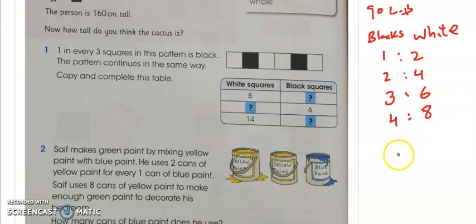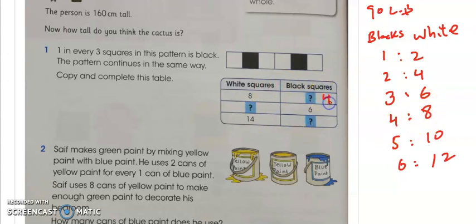In the same way, I can continue. For 5 there will be 10 whites. For 6 there will be 12 whites, because the ratio is 1 and 2. Whatever we have for black, the white will be double of that. So we can complete this table now, and we have 8 white squares. Or in another way, you can say that the number of blacks is half of the whites. So if we have 8 whites, there will be 4 blacks.